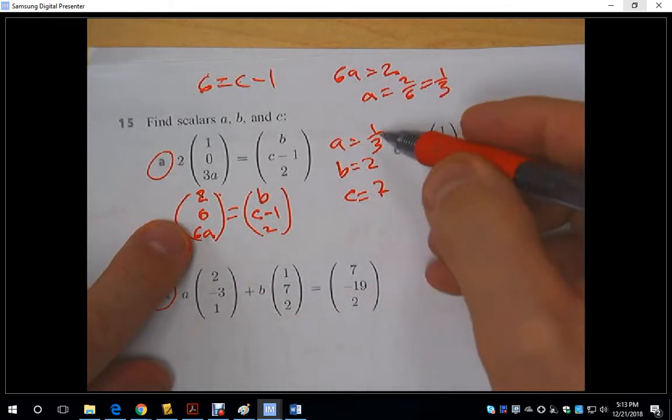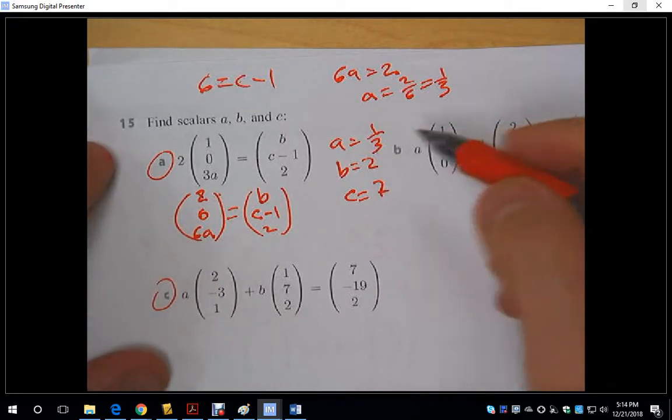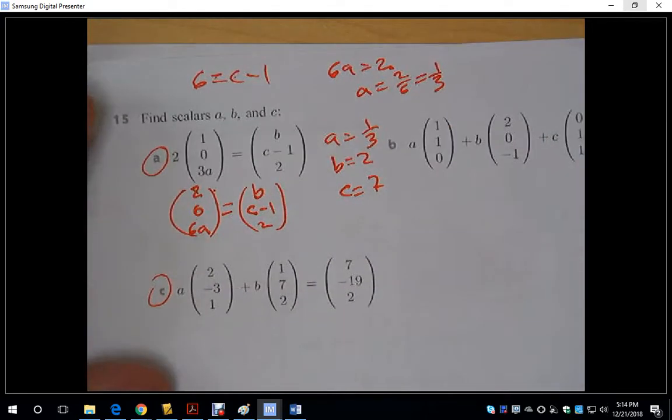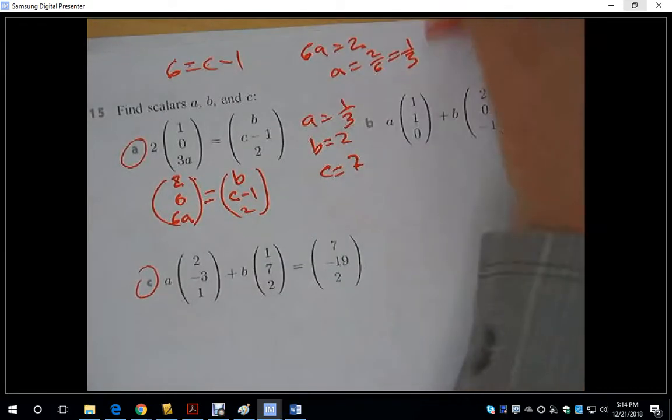So there you go. This is at least our A, B, C values. So I don't know. I hope this is helpful. If not, talk to me in class and I'll give you some better direction.